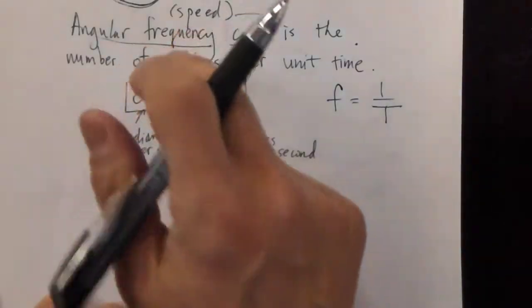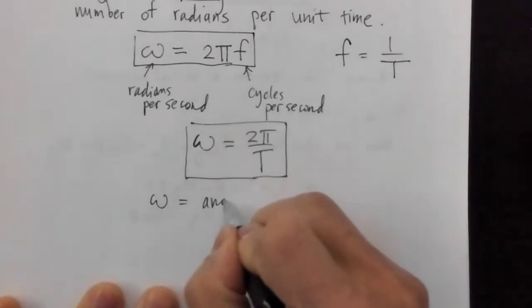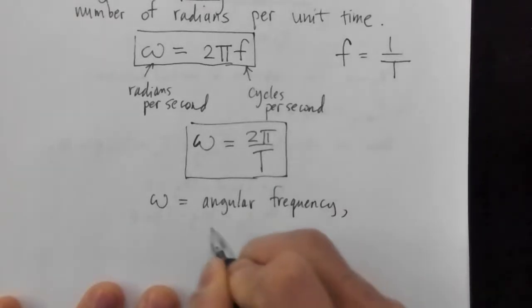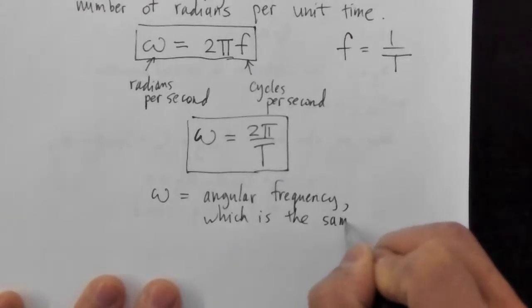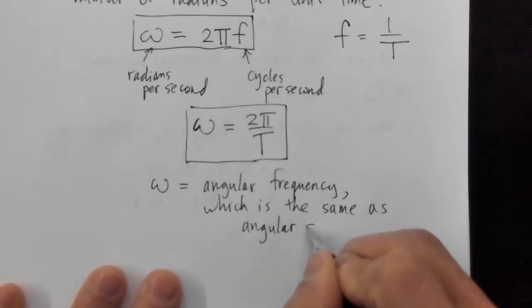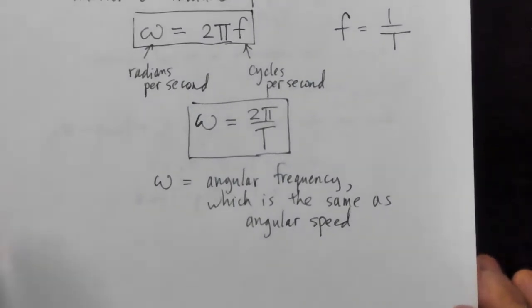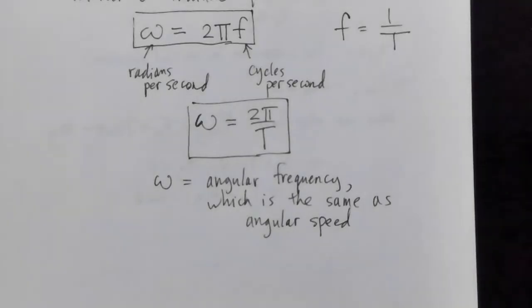So let me just write it out clearly: omega is angular frequency, which is the same as angular velocity or angular speed. We're only going to be talking about positive values. Okay, any questions? All right.